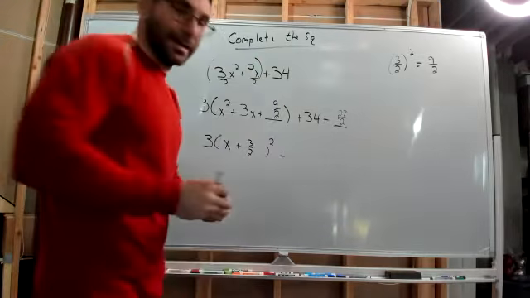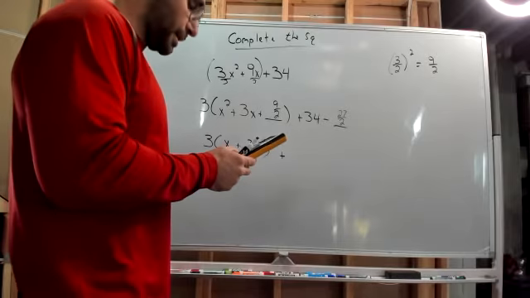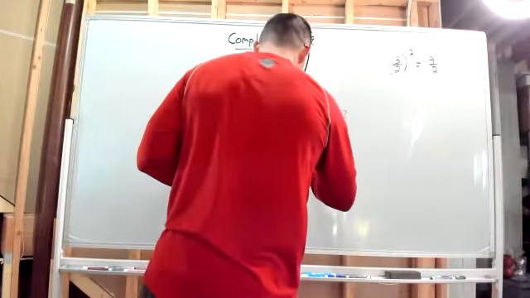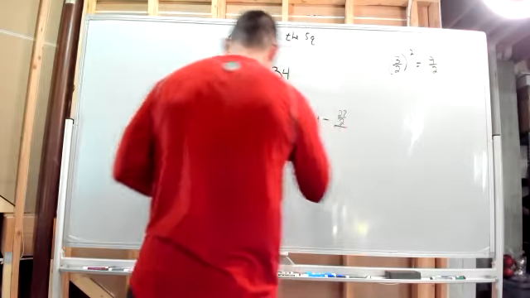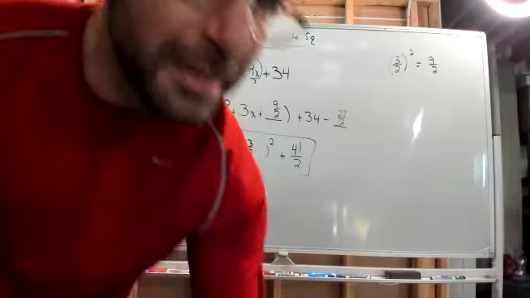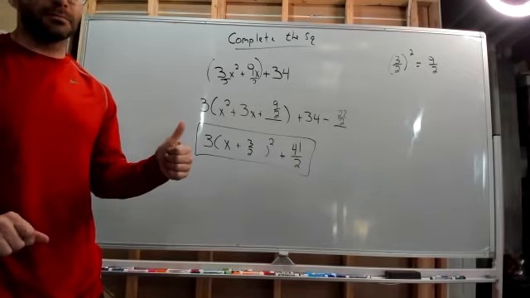And then I have to add, and this is where I'm going to get my calculator. 34 minus 27 divided by 2, math, enter. And I get positive 41 halves. This is now officially completed. What questions do we have? Thumbs up if we got that one right.